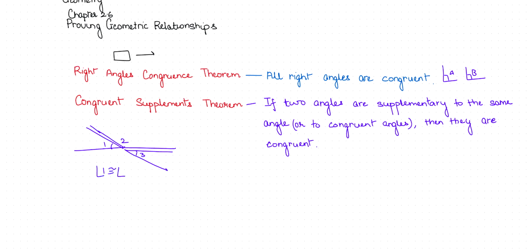Basically, angle 1 plus 2, if they are supplementary, it is 180. 2 plus 3, if they are supplementary, it is 180. Then, if angle 2 is the same, so angle 1 is congruent to angle 3. So they can be supplementary to the same angle or to congruent angles. Let's do another theorem.